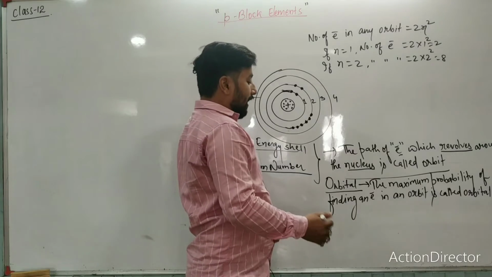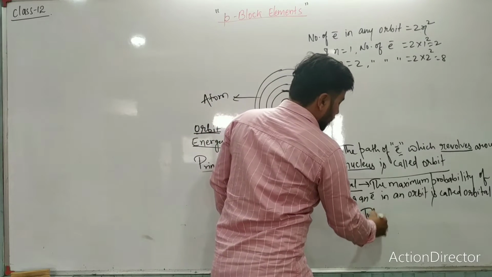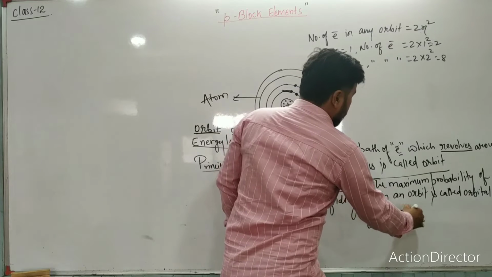So now how many types of orbital? There are total 4 types of orbitals. Which orbital?